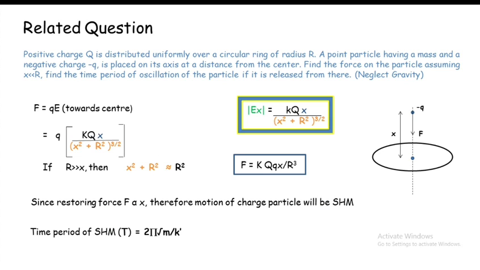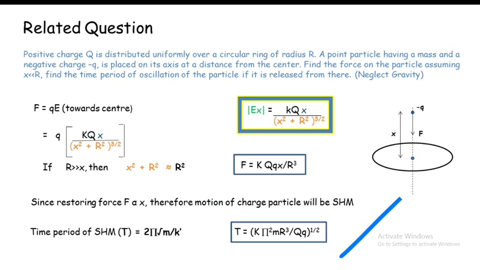Time period of SHM will be given by 2 pi root under m by k. This k and this k is different, so I have written here k dash. Just simply put the value of k from this equation, which is equal to kq by r cube, and find the value of time period, which is equal to this. Thank you.